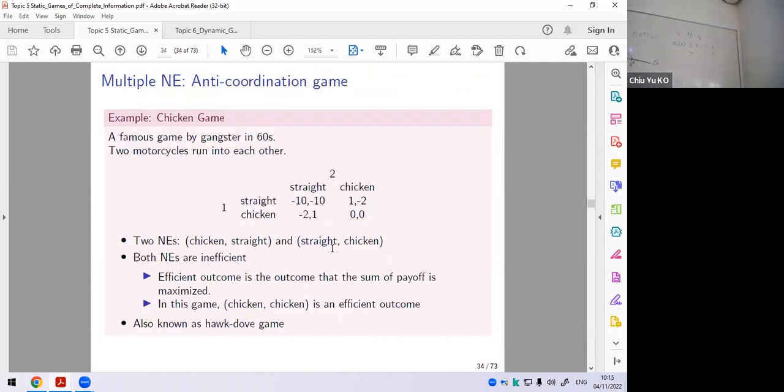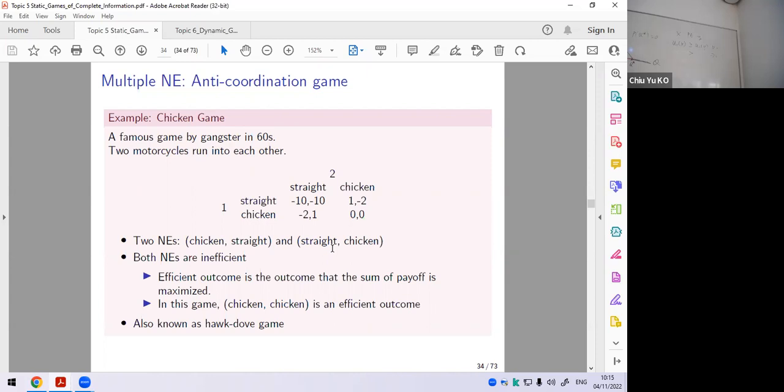Okay. And the other one is what we call the anti-coordination game. It's called the chicken game, right? I think later I will probably send you a list of interesting videos you can look at, because there are several movies talking about this chicken game, just like two guys driving at each other. So the snake and chicken, right?